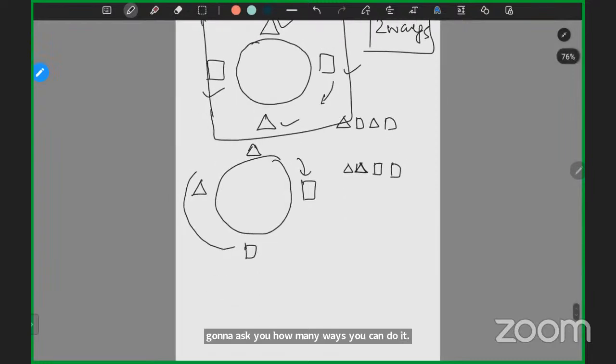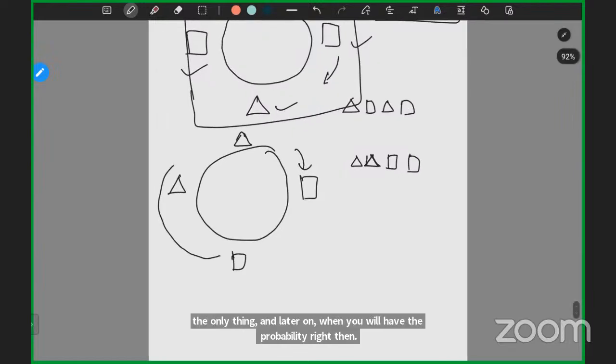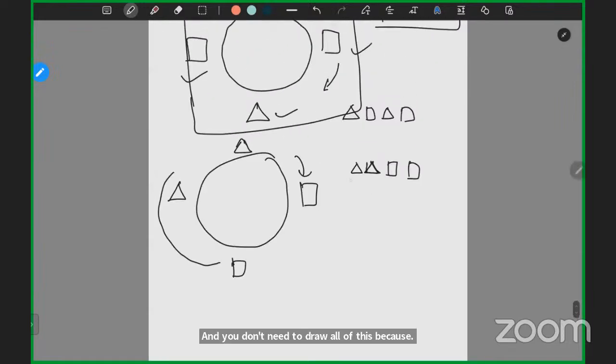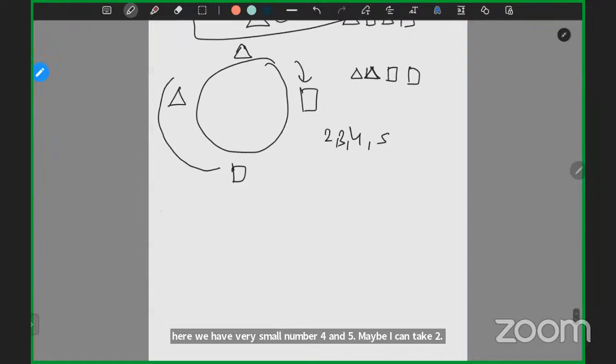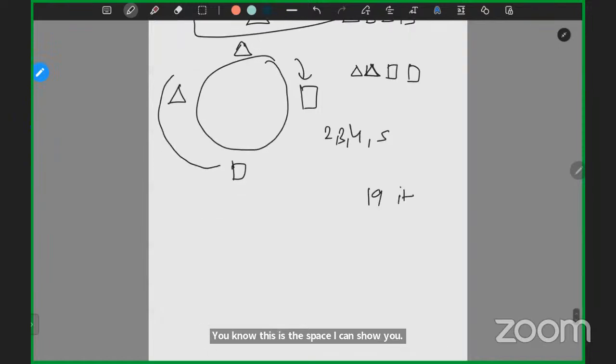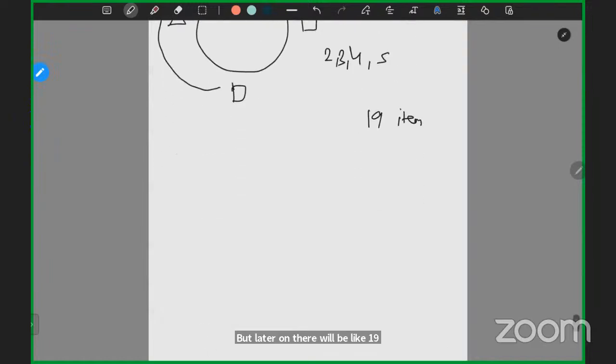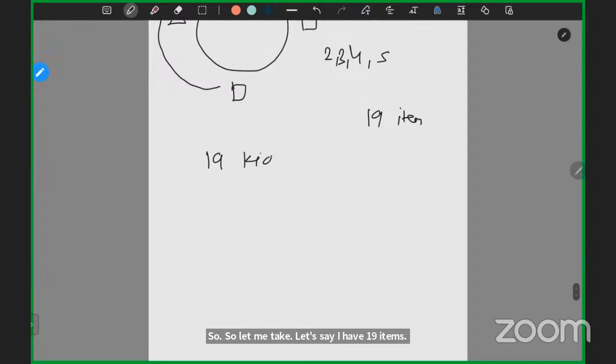And later on, when you have probability, you don't need to draw all of this, because here we have very small numbers, 4 and 5. Maybe I can take two. This is the space I can show you. But later on, there will be like 19 items. Let's say 19 kids are there in school.